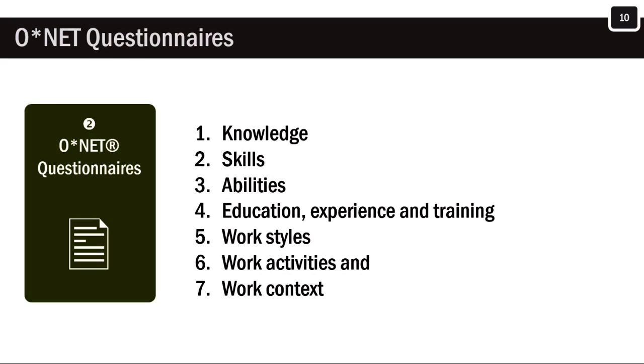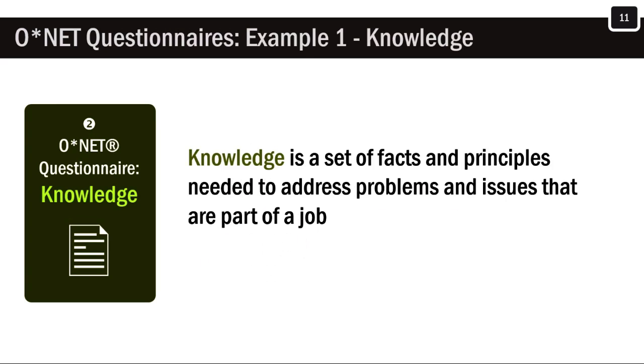There are 7 main ONET questionnaires covering, respectively, knowledge, skills, abilities, education, experience and training, work styles, work activities, and work context. So let's look at most of them. Let's take, for starters, the ONET questionnaire on knowledge. ONET defines knowledge as sets of facts and principles needed to address problems and issues that are part of a job. ONET covers 33 different areas of knowledge, from knowledge of food production to knowledge of transportation, to knowledge of history and archaeology, to knowledge of media and communications.